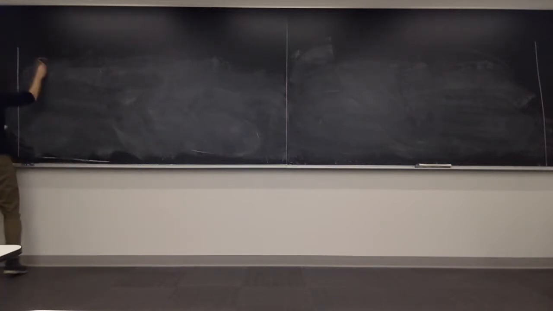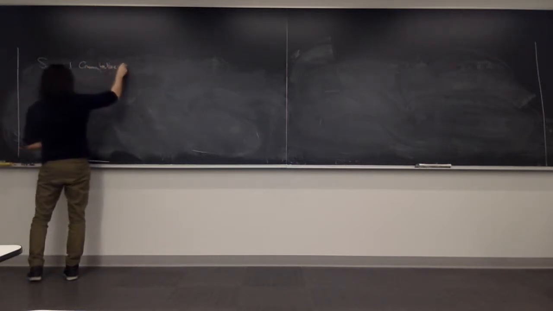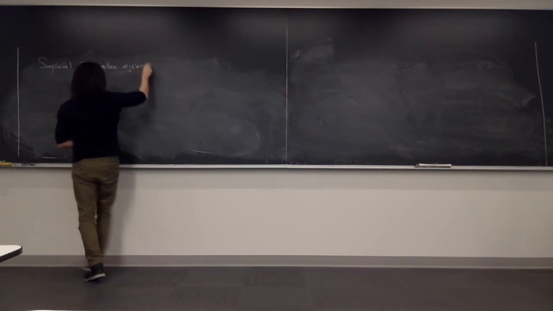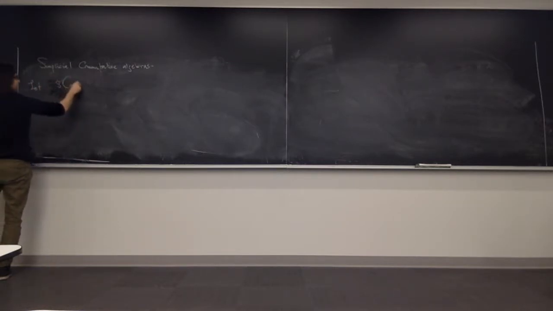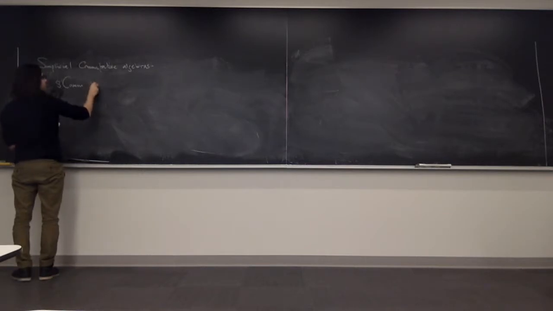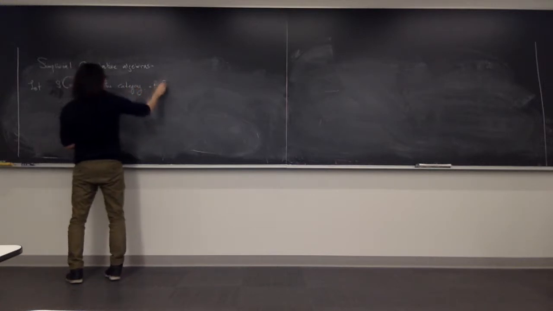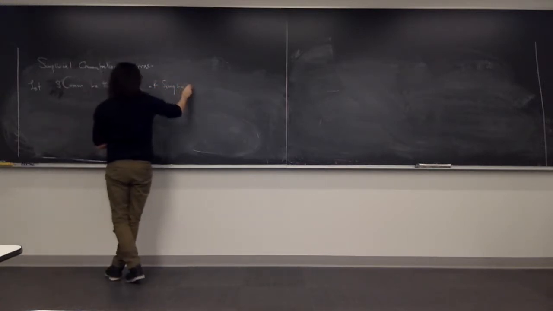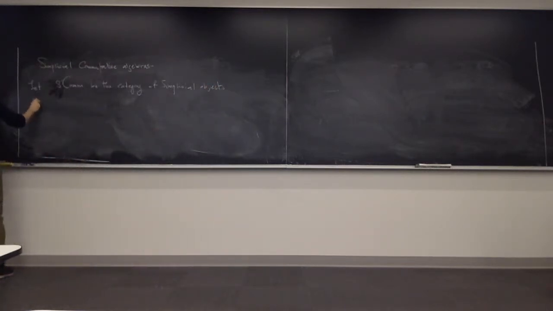So let's talk about simplicial commutative algebras. This is what we want to do today. Now, let S commutative be the category of simplicial objects in the category we used before, the category of commutative rings.